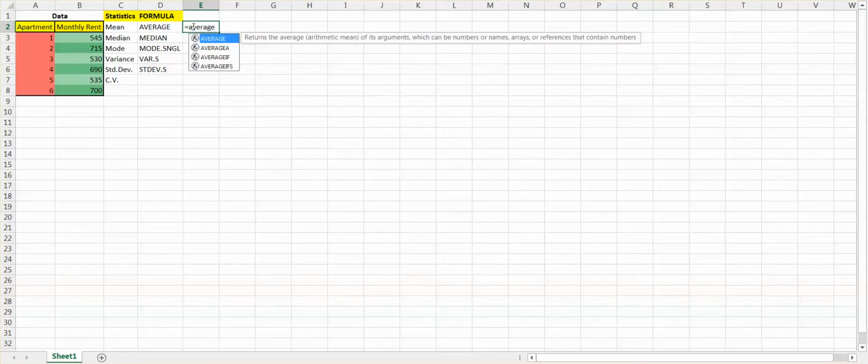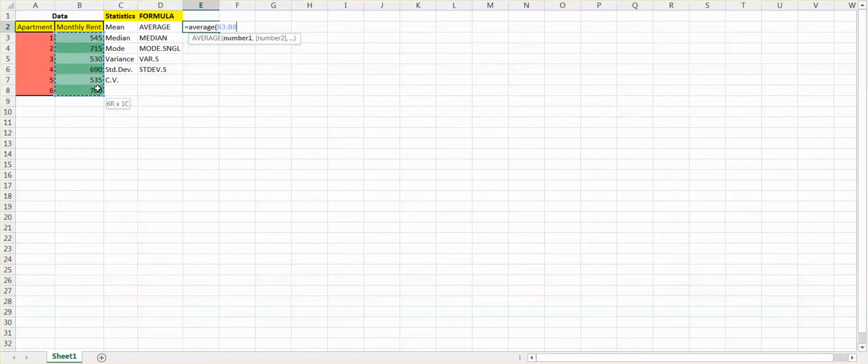Once you finish typing AVERAGE, type in the opening parenthesis. Now you can select the data. Move the mouse to the B3 cell and select it. Hold your mouse and drag down to the B8 cell, then release your mouse and close the parentheses. So you choose from B3 to B8, which is our data set, and push the enter button on the keyboard. Now you will get 619.